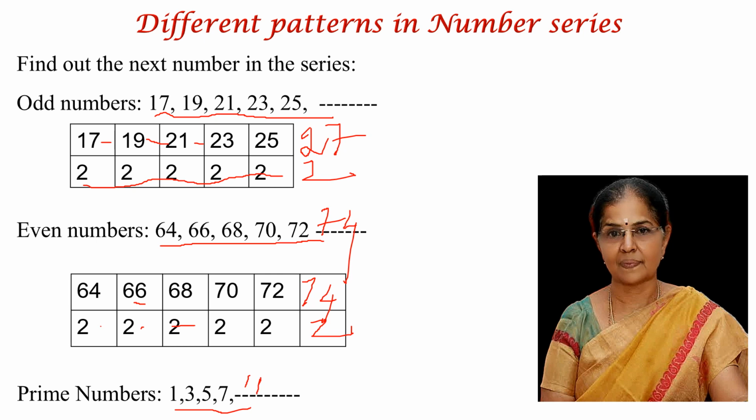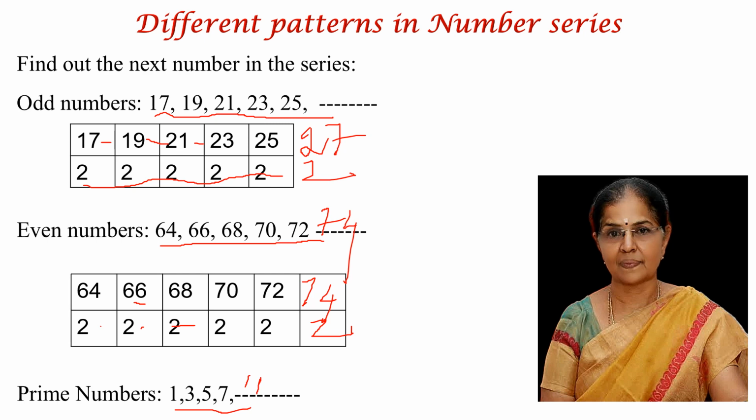But 6, on the other hand, is not a prime number. Why? It can be divided by 1, by 6, by 2, and by 3. So it has got 4 divisors, so it is not a prime number. In the same way, 4 is not a prime number because 4 can be divided by 1, by 4, and by 2. So it has got 3 divisors. So it is not a prime number.